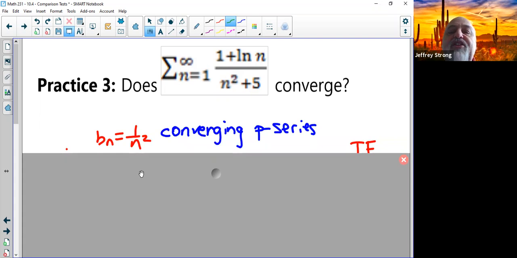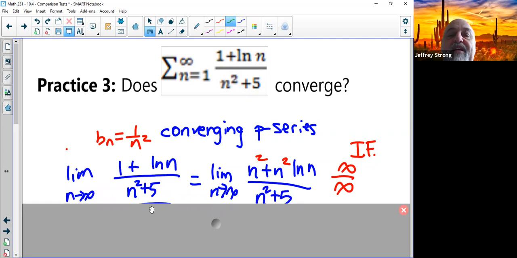So we're going to compare it to a converging p-series, 1 over n squared. Why did I pick that one? Well, because I have an n squared in here. I have some other junk, but I'm going to compare it to 1 over n squared, and so you want to pick one that you know converges or diverges. So this is a converging p-series where p is greater than 1. It's 2. So 1 over n squared, that's a converging p-series.